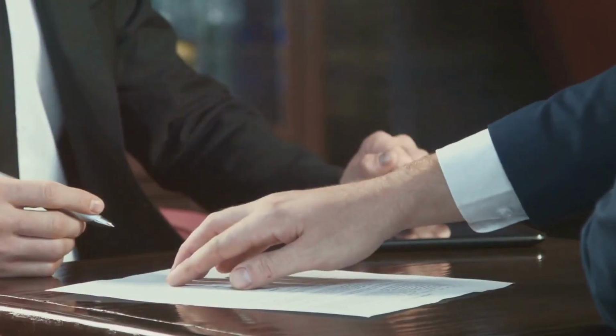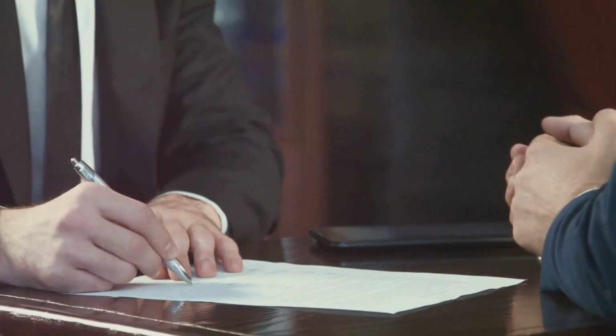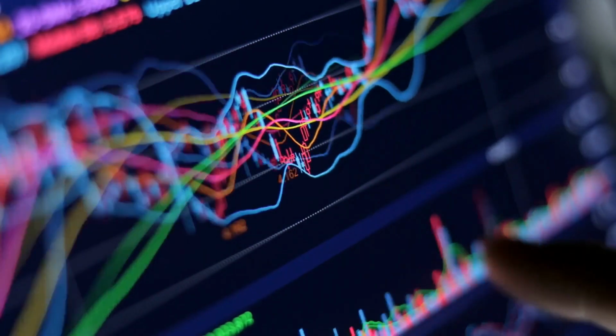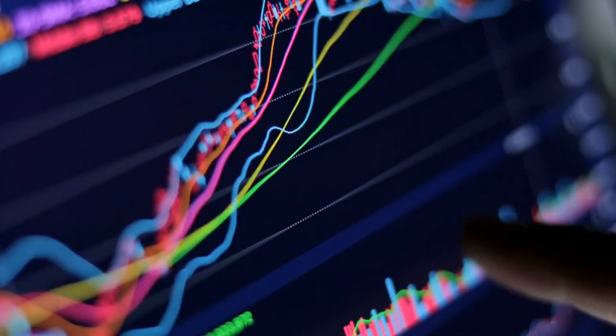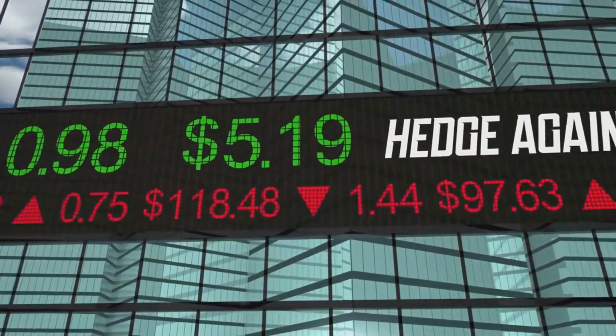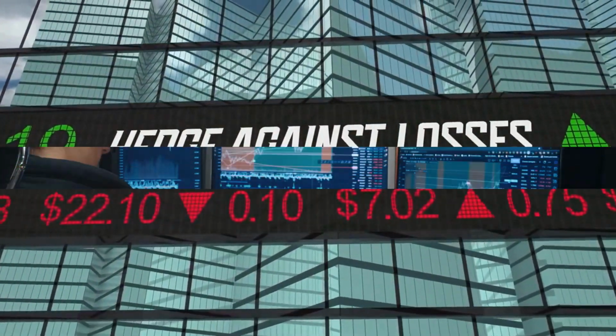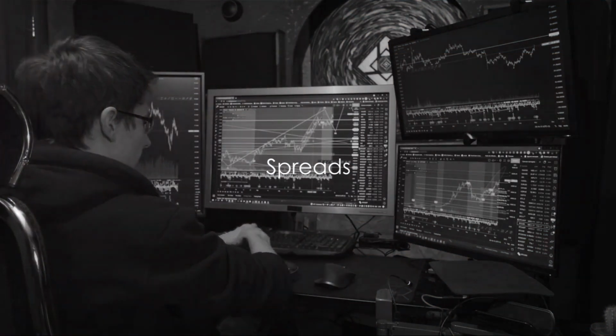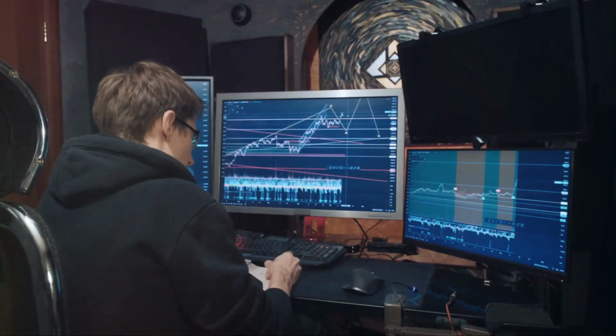If the asset's price drops below the strike price, the put option gains value. This increase in value can help offset the losses from your asset's price drop. So in essence, this strategy is all about hedging your investments. Options spreads involve using multiple options to create a more complex strategy.